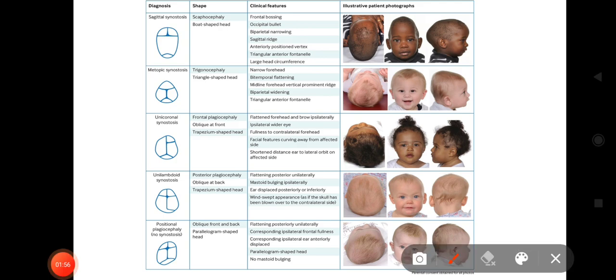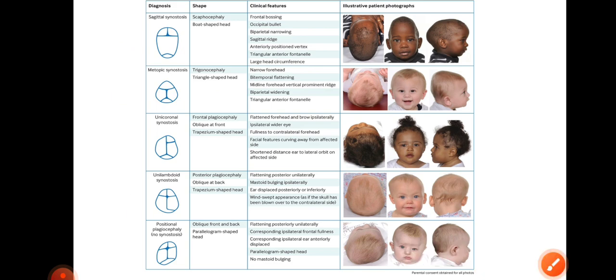Now here are the different types of synostosis, their shape, clinical features, and a few images. First is sagittal synostosis, premature fusion of sagittal sutures, and the shape is scaphocephaly or boat-shaped head, with these clinical features. You can go through them. Next is metopic synostosis, also known as trigonocephaly, a triangle-shaped head. Then unicoronal synostosis, known as frontal plagiocephaly, with an oblique front and trapezium-shaped head. The next ones are not that important. Go through this table once.